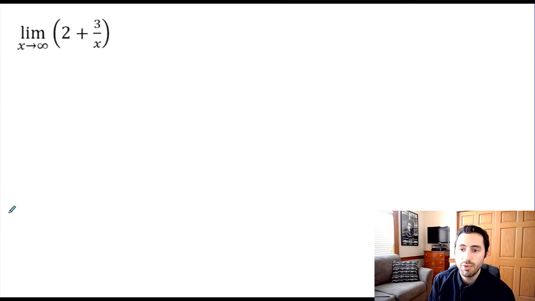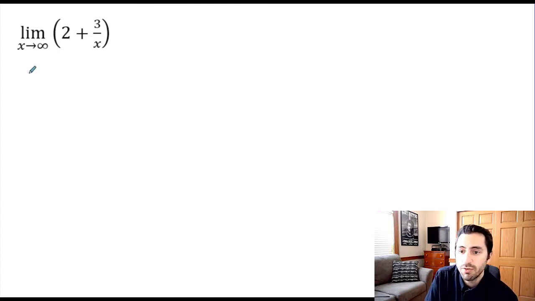So here I have the limit as x approaches infinity of 2 plus 3 over x. Now, as we approach infinity, all of the limit properties do apply. So the property of the sum of limits, the difference of limits, product, quotient, we can use all of those as we work with these.